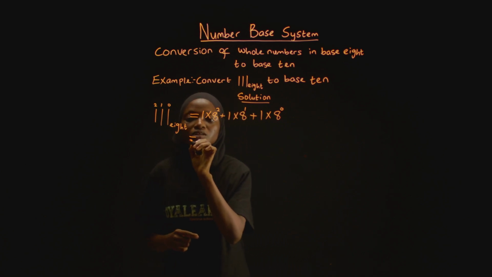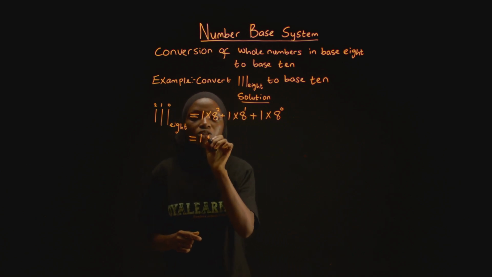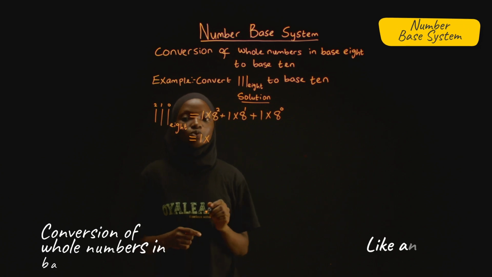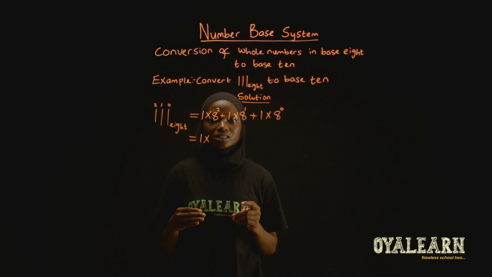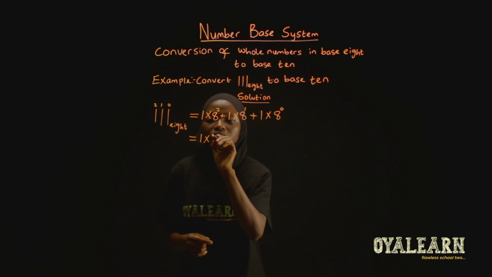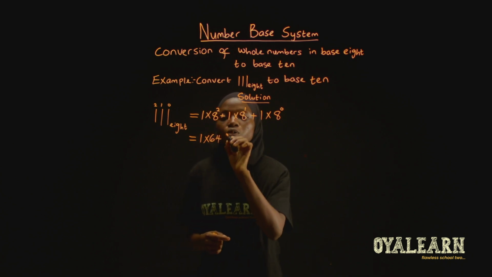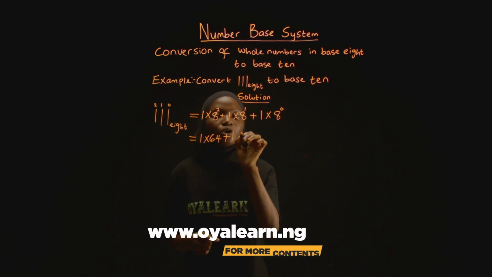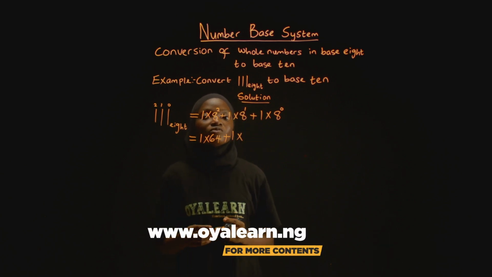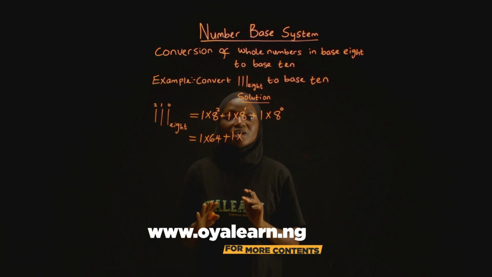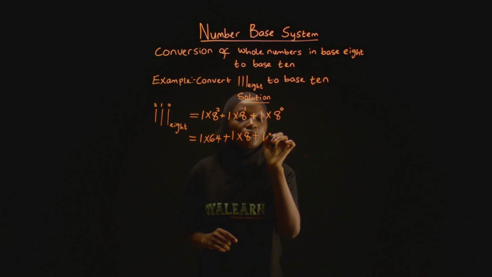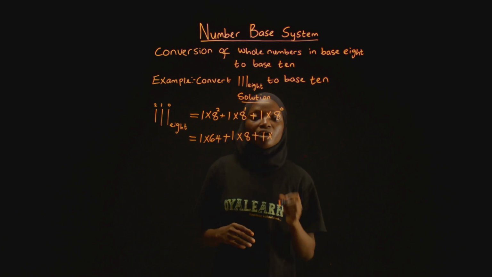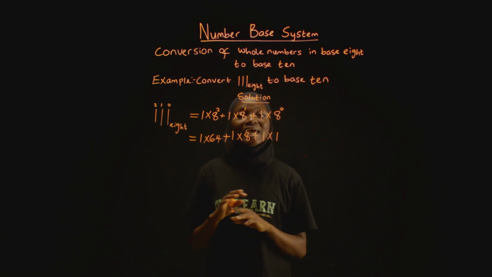Let's simplify further. It becomes equal to 1 multiplied by 8 raised to the power of 2. That means 8 multiplying in 2 places. That is 8 times 8. And 8 times 8 is 64. Plus 1 multiplied by 8 raised to the power of 1 means just 8. So we have 8 raised to the power of 1 as 8, plus 1 multiplied by 8 raised to the power of 0, 1. Because any number raised to the power of 0 is 1.